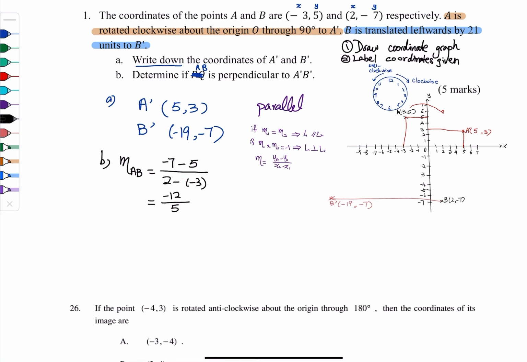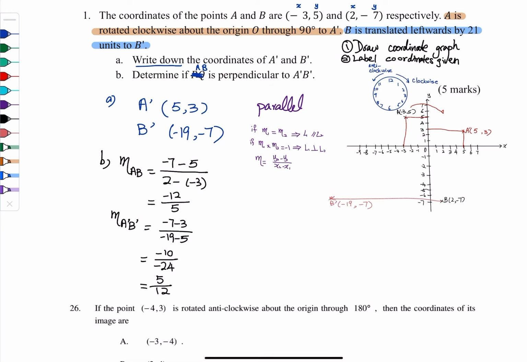And then I also have to find the slope of the new A and the new B. That means using these coordinates. So the y minus the y over the x minus the x. Negative 7 minus 3, negative 10. Negative 19 minus 5, negative 24. So simplify a little bit, you will be having 5 over 12. So now I have two different slopes. So at least I know that they are not parallel. But I just have to prove if they're perpendicular or not.